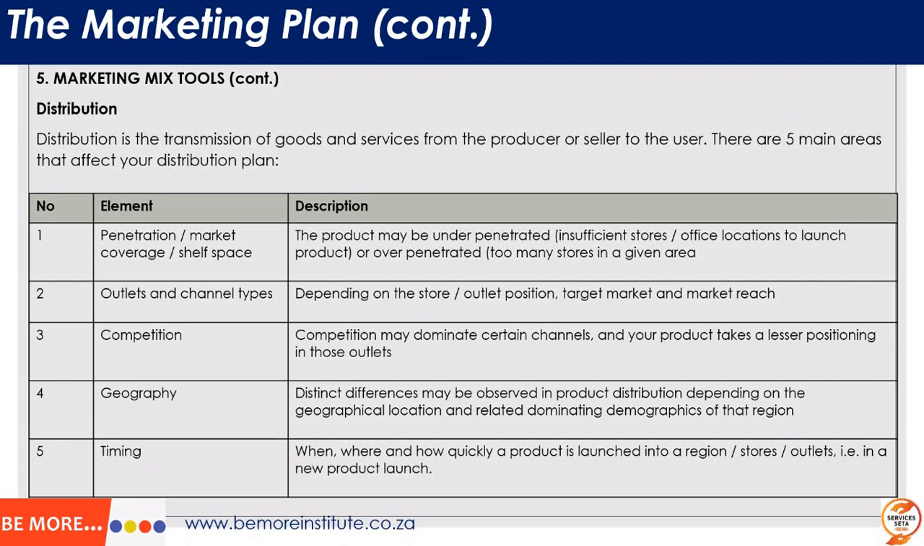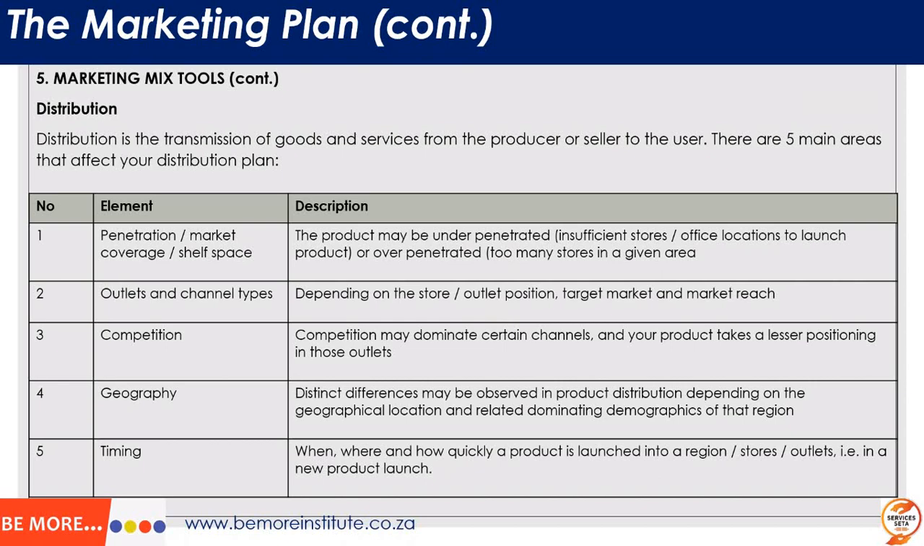Another aspect of the marketing mix that we look at is distribution. What is your distribution strategy? Basically, distribution is the transmission of goods and services from the producer or seller to the user. There are 5 main areas that affect your distribution plan.